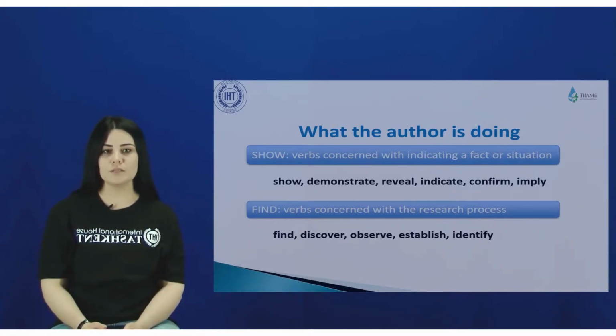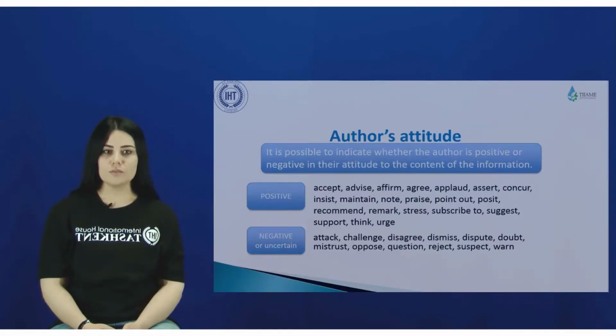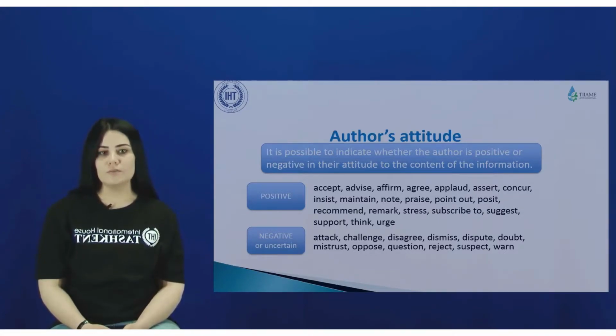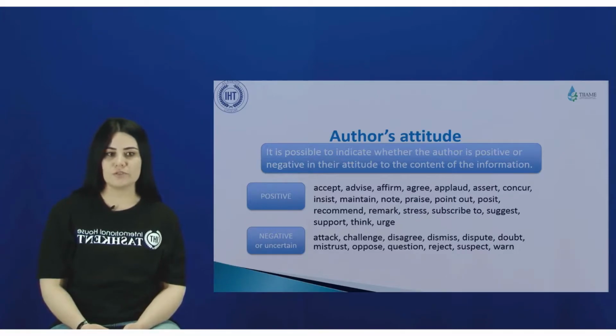Find. Verbs concerned with the research process: find, discover, observe, establish, identify. Author's attitudes. It is possible to indicate whether the author is positive or negative in their attitude to the content of information. When we talk about positive, we use several verbs such as accept, advise, affirm, agree, applaud, assert. And when we talk about negative, we use attack, challenge, disagree, dismiss, etc.